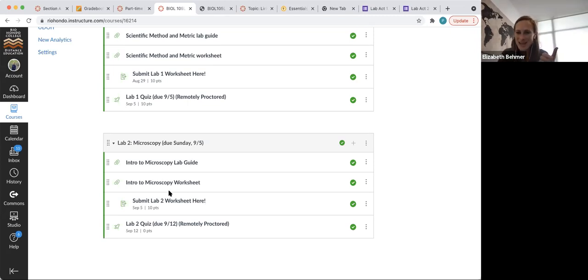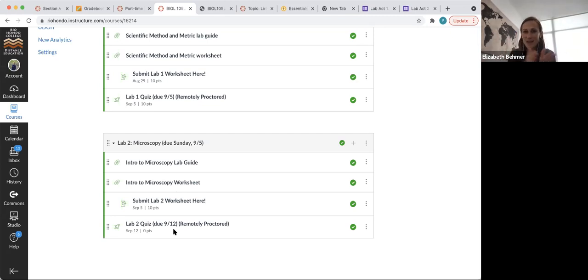By this Sunday, you'll have the lab 2 worksheet, which you can submit here, as well as the quiz from lab 1 to do. The quiz on lab 2, which will be on microscopes, won't be due until the following Sunday. I just wanted to make sure we're all on the same page with that.